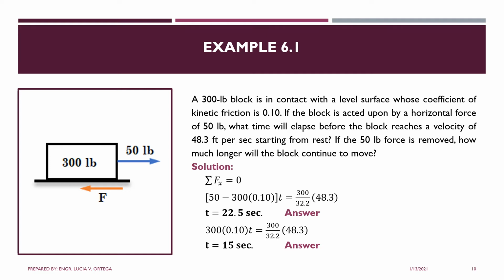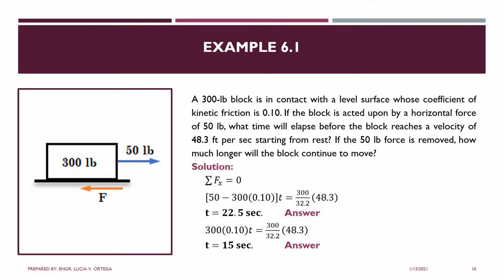So net force times time is equal to W over G. Mass, it should be mass. So that is weight over G, times the velocity. It starts from rest, so initial velocity is 0. So we use only the final velocity, 48.3 feet per second. So from this equation, you can solve for time. So time is 22.5 seconds.